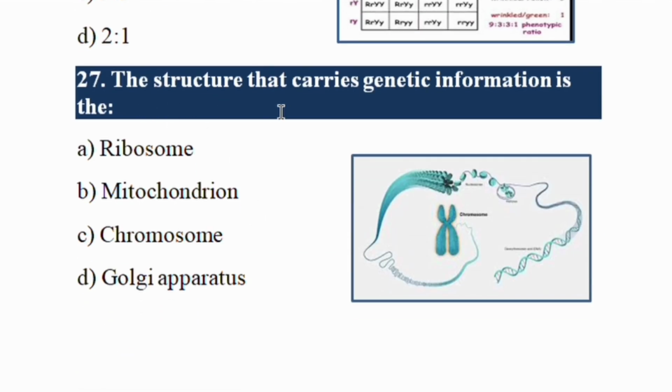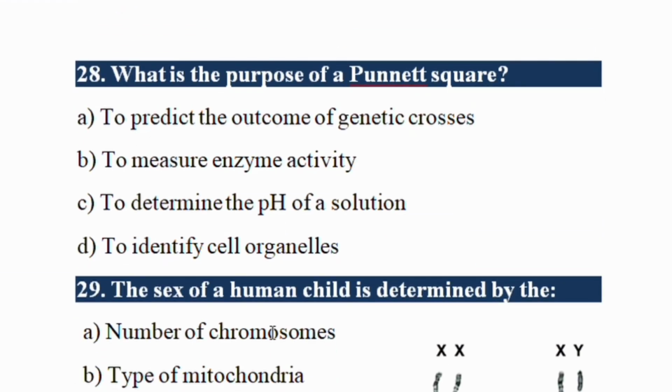The structure that carries genetic information is alpha ribosomes, beta mitochondria, Charlie chromosome, delta Golgi apparatus. So here the right option is definitely chromosome. Chromosomes carry genetic information.